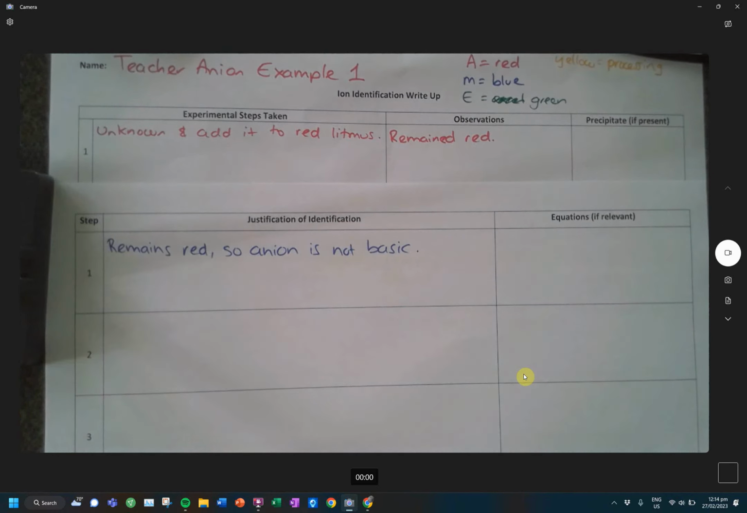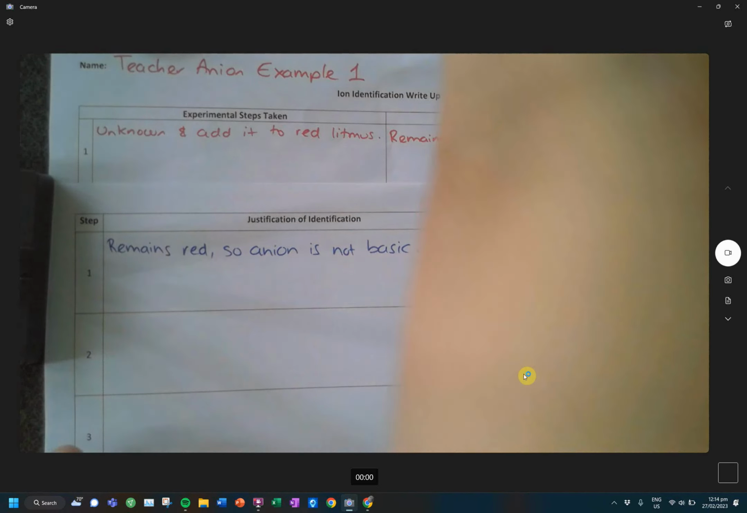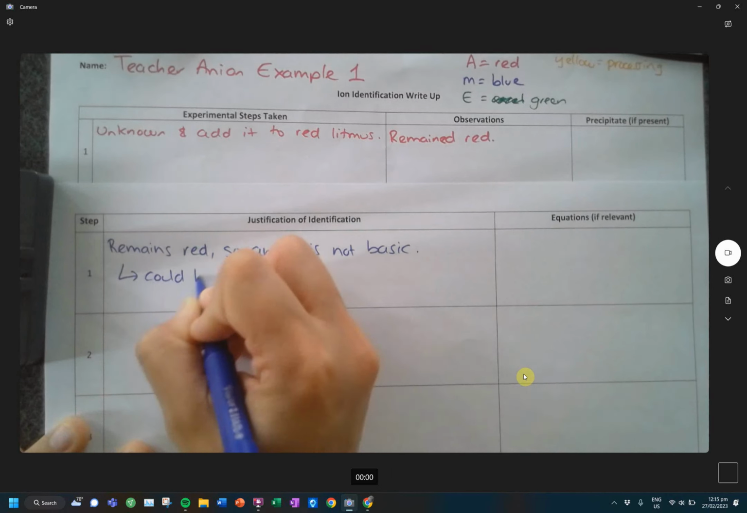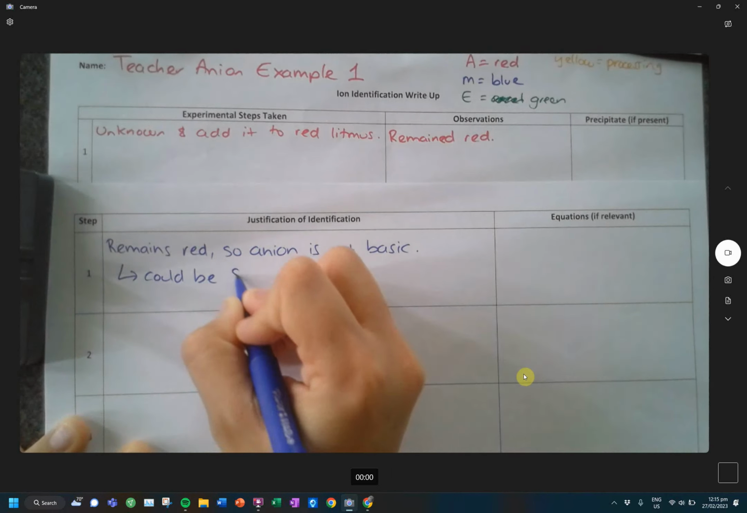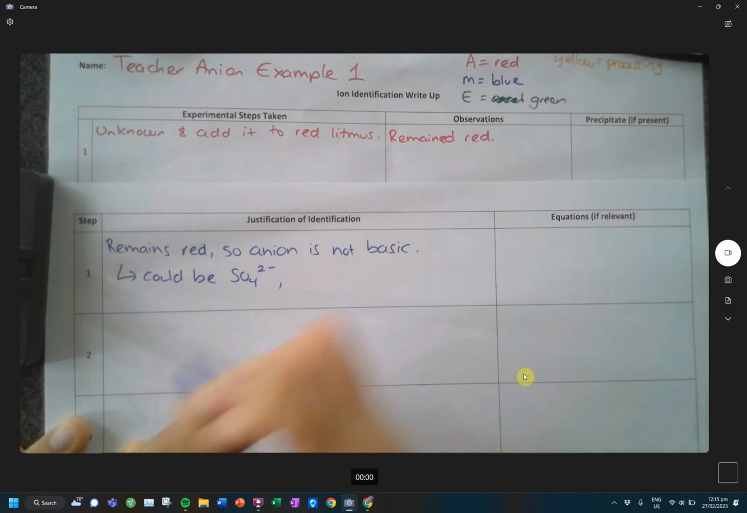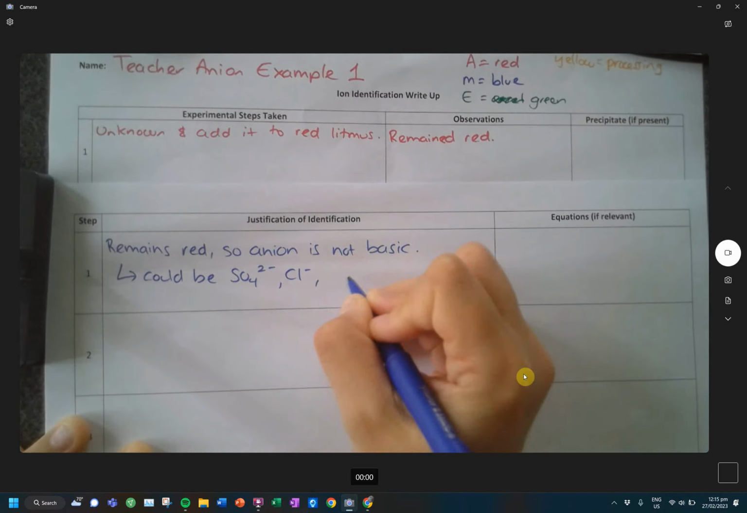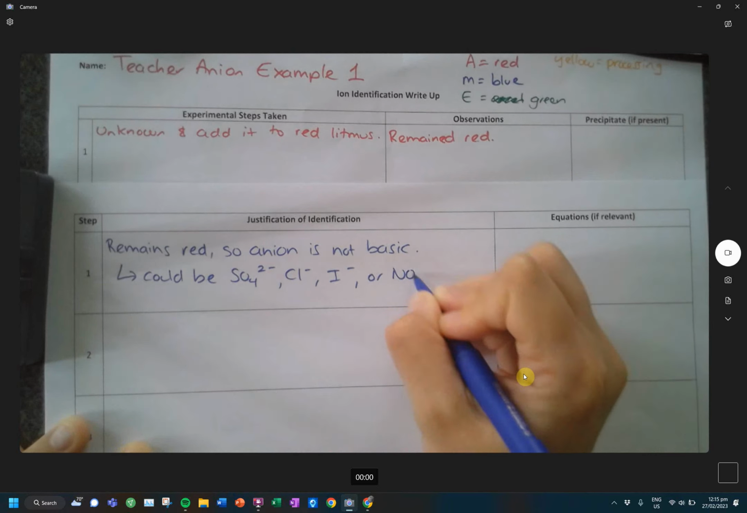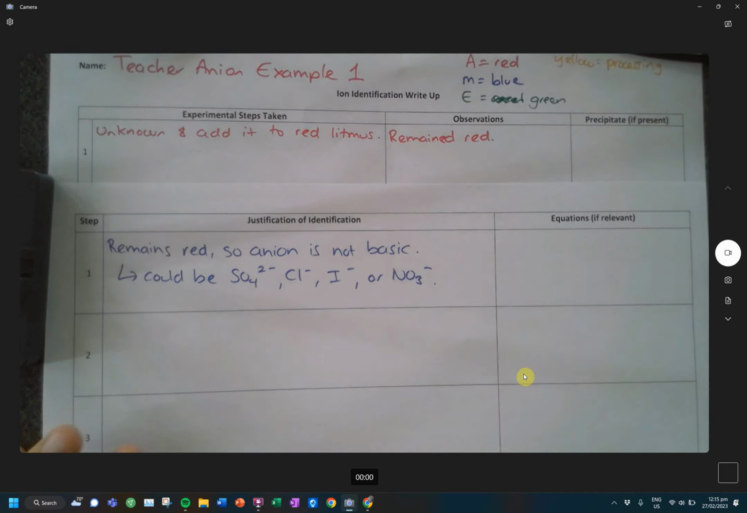What I could also do is list out what it could be. When I look at my flow chart, there are 4 possible choices. It could be SO4 2-, it could be Cl-, it could be I-, or it could be NO3-. At this point, I am not sure, but it does help me narrow it down.